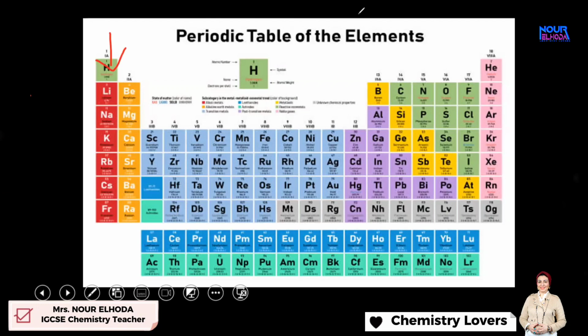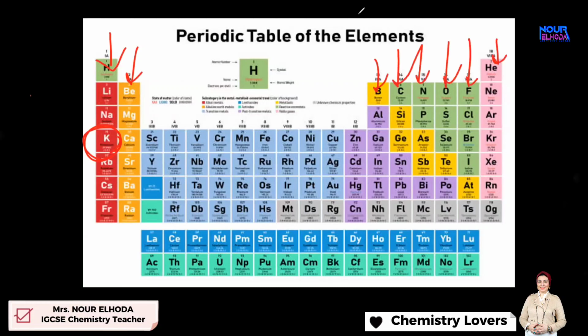Potassium is in group 1, which period? 4. Take care, for the people who don't know how the periodic table is divided, we're going to divide it like this: group 1, group 2, group 3, group 4, group 5, group 6, group 7 and group 8.